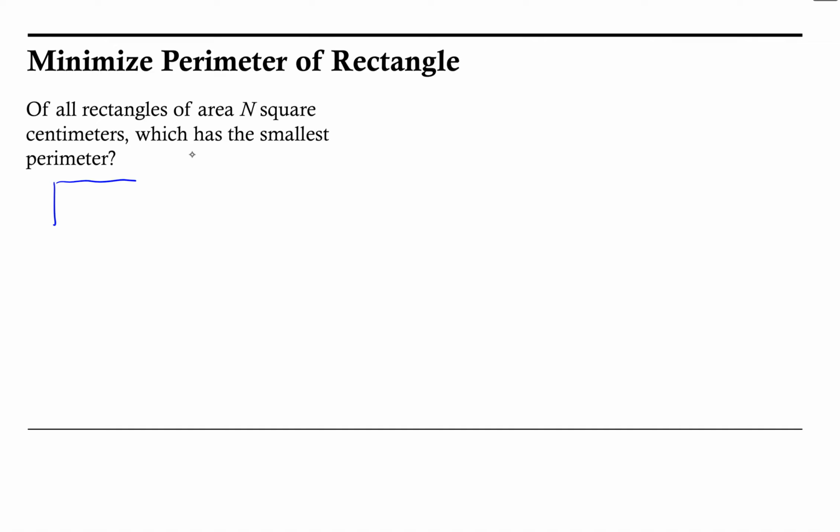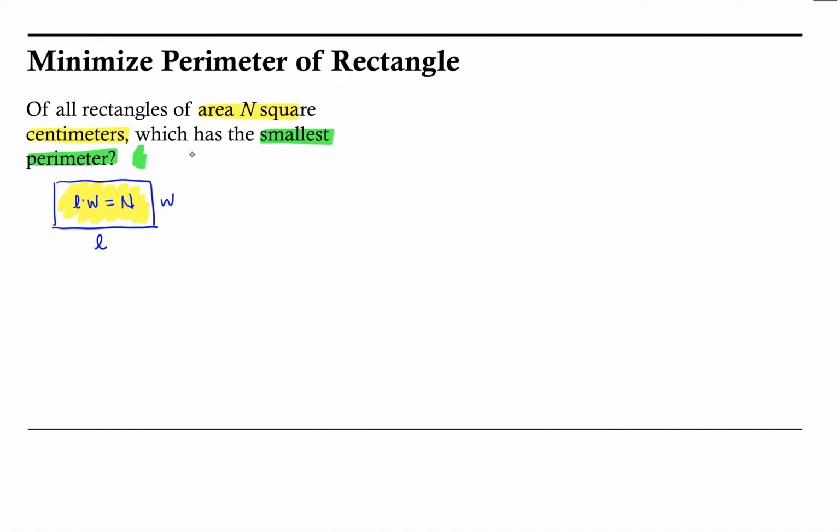So we have a rectangle. Typically, we think of rectangles in terms of base and height or length times width. Either one works. And we know that the area of this rectangle is n square centimeters, or we could say length times width equals n. That's our area. And what we want to do is find which rectangle has the smallest perimeter.